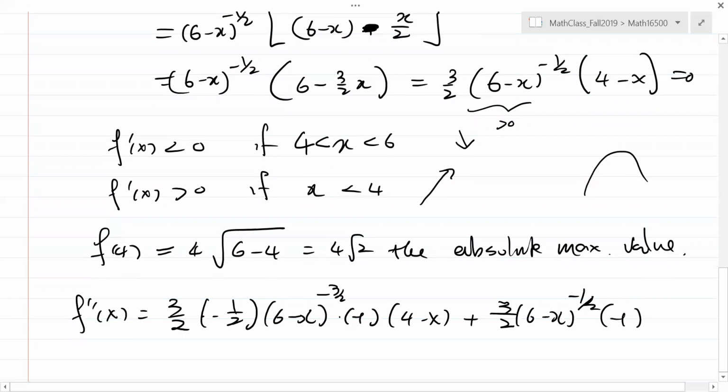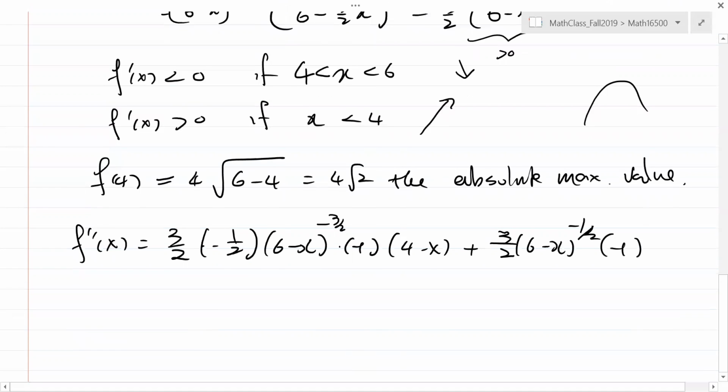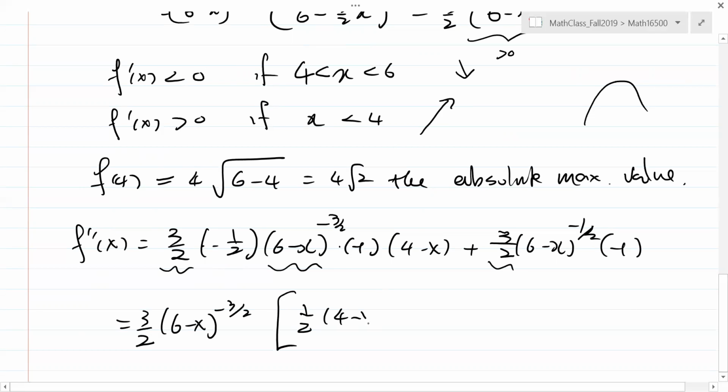Now we still have to simplify, right? How to simplify? You take the term with the lowest power, negative 3 over 2. So this is a common factor. So I take 3 over 2, (6 minus x) to the negative 3 over 2. Then what I have here: negative 1/2 times 1 is positive 1/2, 4 minus x. Then I have a negative 6 minus x.